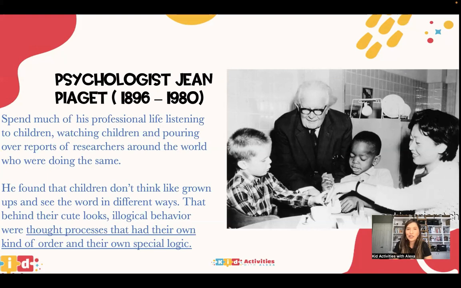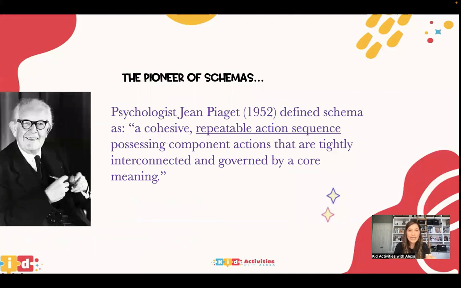Behind their cute little illogical, irrational tantrums, right, there was a lot of thought process, and they have their own kind of order and their own special logic. So they think emotions first, and then they react logically, right? They are emotional beings. They need to learn how to regulate those emotions, and they act from an emotional front line first. So he was the pioneer of play schemas.